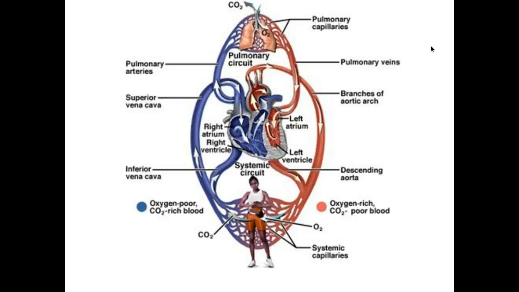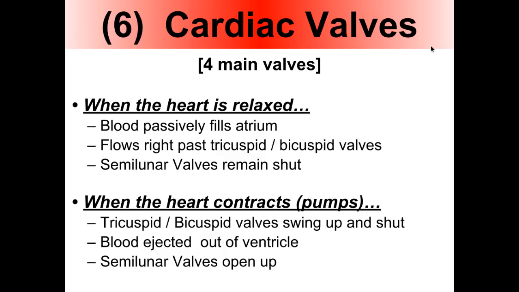So that image is showing you how circulation actually happens. Tomorrow we're going to talk more about what happens with the veins and arteries. Okay, so the cardiac valves. What is there? You have 4 main valves.